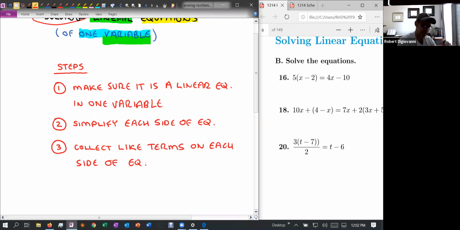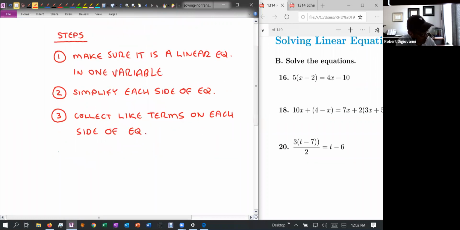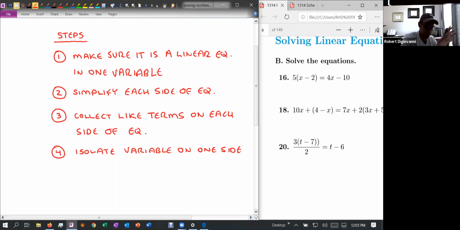And once we've done that, and we're going to work through examples, obviously, but once we've done that step, what we want to do is isolate the variable on one side. On that step, you get to choose which side you want to isolate the variable. So what you're trying to do is get the variable by itself on one side of the equation, anything that's not a variable on the other side.